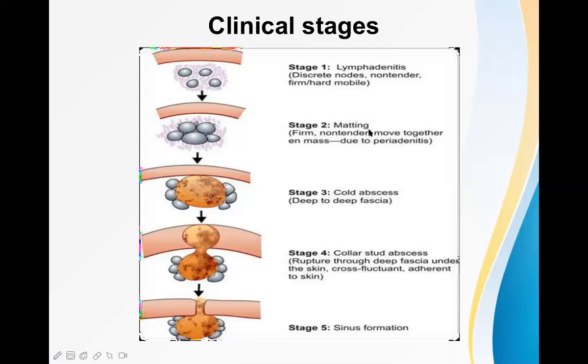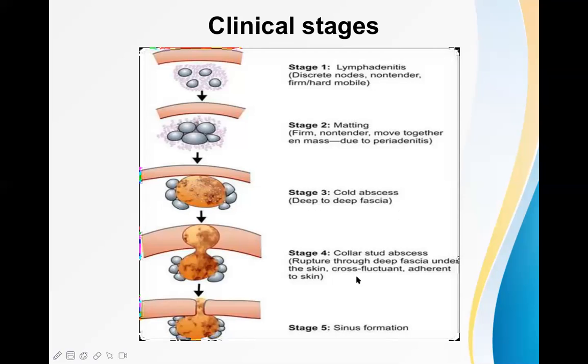After this stage 2 or matted lymph node, now see there is a development of cold abscess. At the center, you can clearly see there is a liquefaction developing. Okay, liquefaction developing, but we don't call it liquefactive necrosis, we call it caseous necrosis in case of tuberculosis. And at the peripheral part of that cold abscess, we can still feel some of the lymph nodes. It is deeper to the deep fascia.